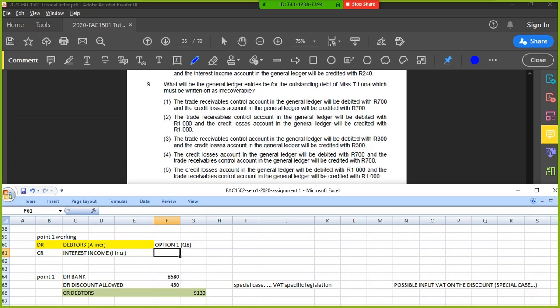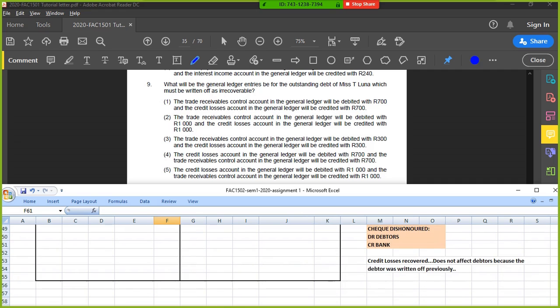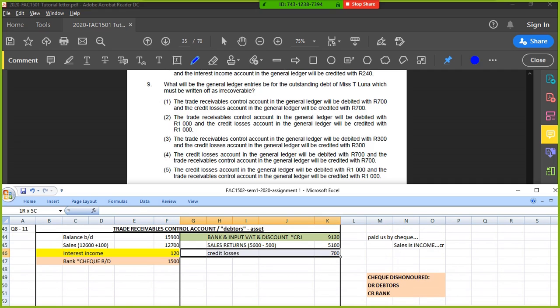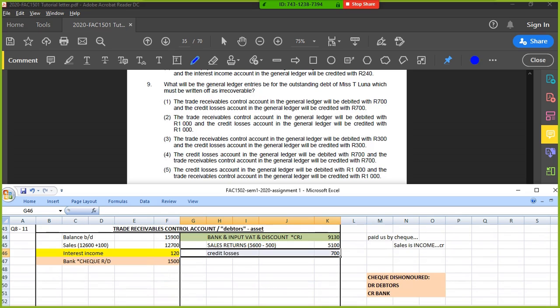What will be the general ledger entries for the outstanding debt of Miss Luna, which must be written off as irrecoverable? Okay, so where's my credit losses? Further up, I think. Yes, here it is. All right, the 700. Okay, we spoke about this. Just to show the working, I think I did write it here. No, I didn't. Let me write it next to this then. Okay, debit the credit loss, credit the debtors. Right, so we've got it there.